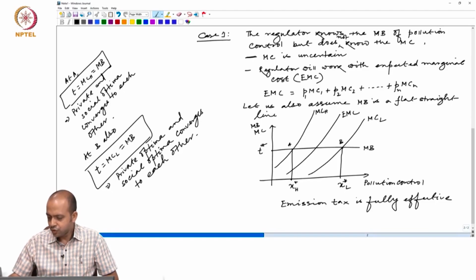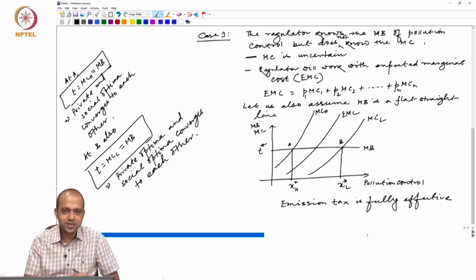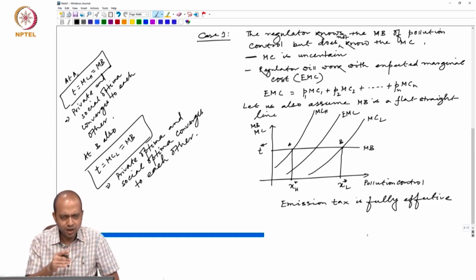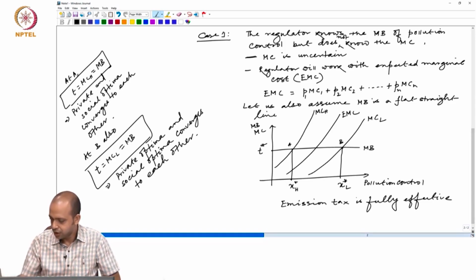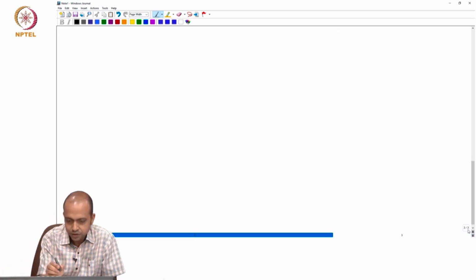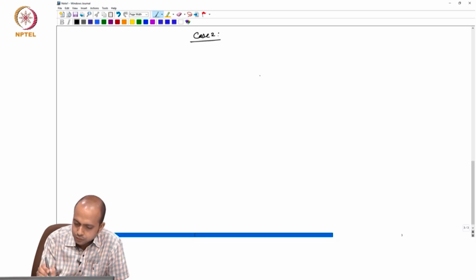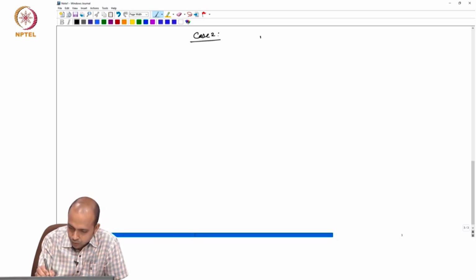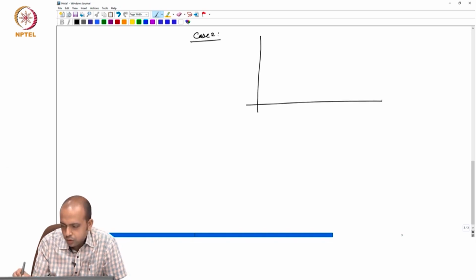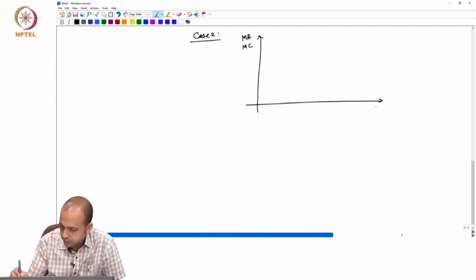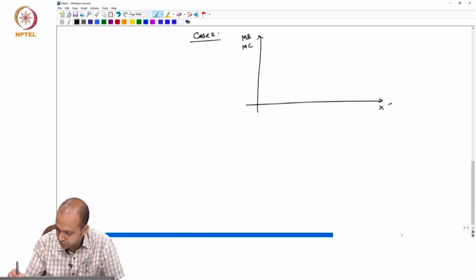Right. Now, instead of assuming a flat straight line MB curve, let us now assume that the MB curve is downward sloping, which is the standard case. MB curve is downward sloping. This is case 2. So, this is MB, this is MC, this is X, which is actually pollution control.